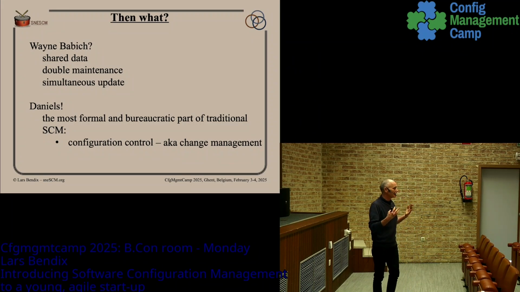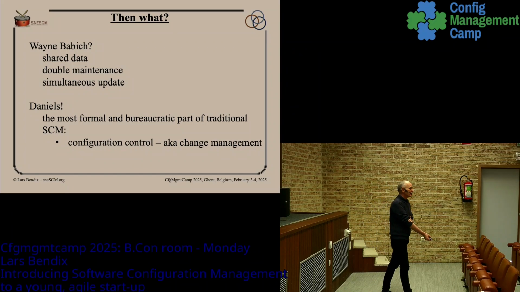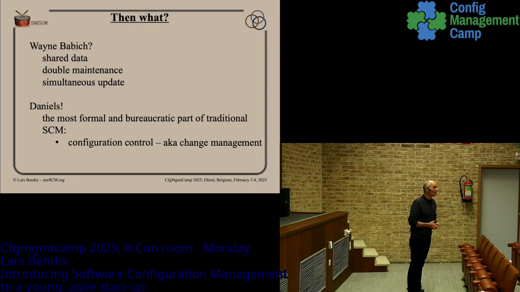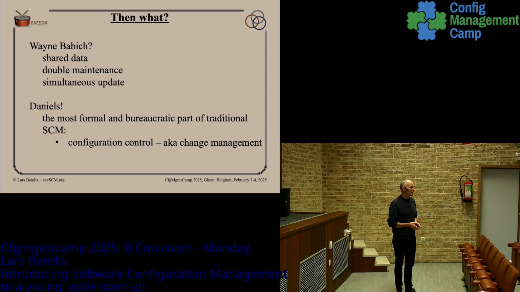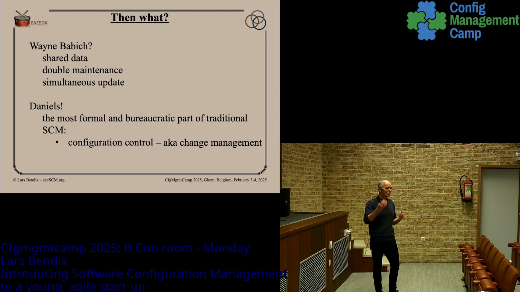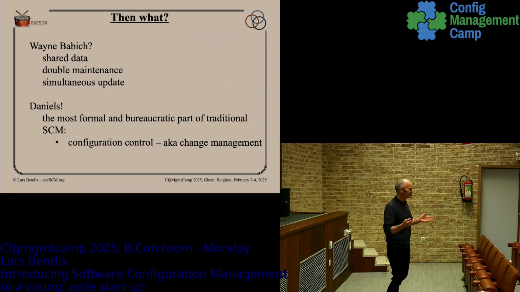So right now they're in the middle of a process of revising the standard, and they have decided that instead of calling this activity configuration control, they want to call it change management, which is really a pain for me because I've got like 200 slides where it says configuration control, and now I have to change it in 200 different places because there's the double maintenance problem that Wayne Babbage has identified.